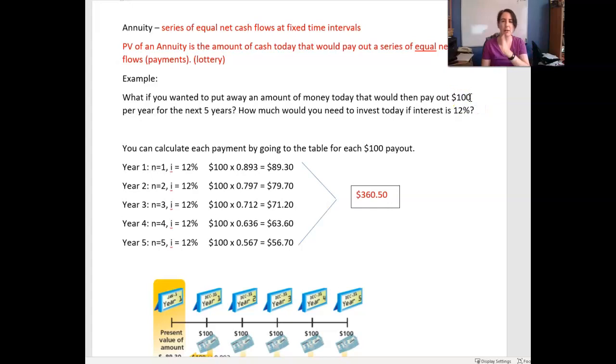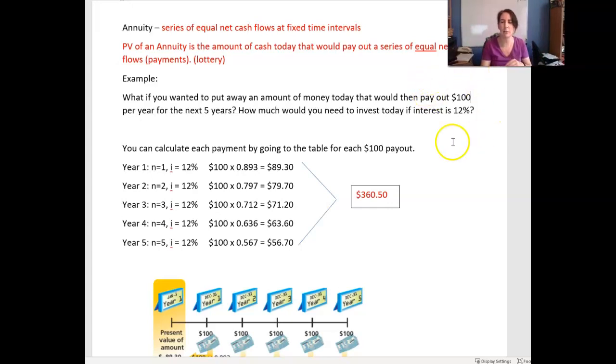I'm looking for equal payouts for the next 5 years of $100 a year. What do I need to put away today? Now you may think, why would I want $100 every year for 5 years? Well, like I said with my retirement example, what if not $100? What if I wanted $100,000 a year? How much do I need to put away today to have $100,000 a year for the next, let's say, 20 years of my retirement? Okay, that's where the calculation's coming in.